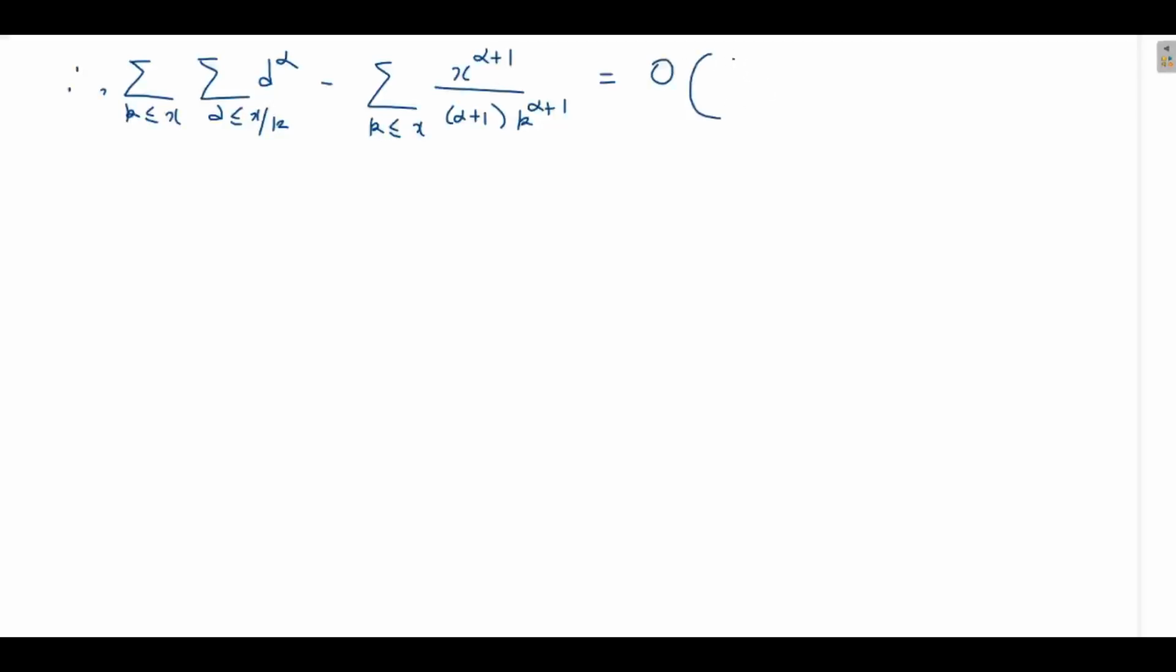So therefore take that sum throughout, what you'll get is summation k less than or equal to x, summation d less than or equal to x by k, d raised to alpha, minus summation k less than or equal to x, x raised to alpha plus 1 upon alpha plus 1 times k raised to alpha plus 1. This will be big O of summation k less than or equal to x by k raised to alpha.